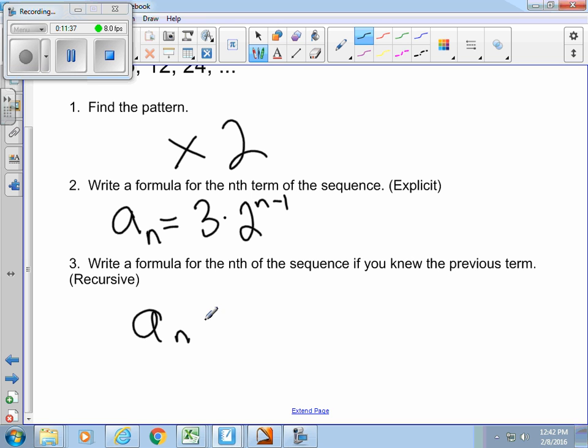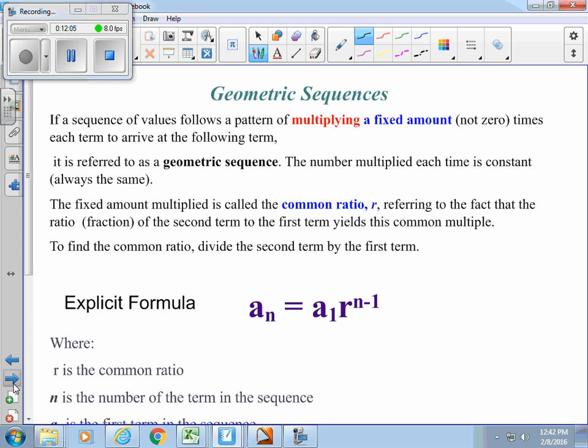The recursive formula is a lot easier. The previous term times 2. Everyone agree with that? So recursive formulas are often easier to write, but they aren't often as useful as explicit formulas. This is a geometric sequence, yes.